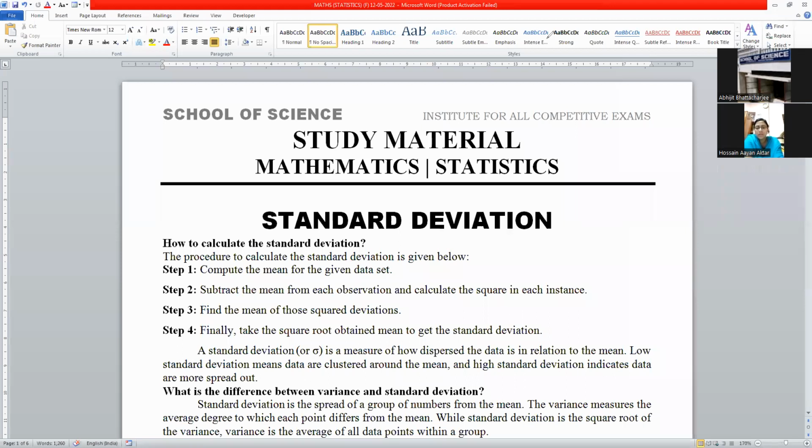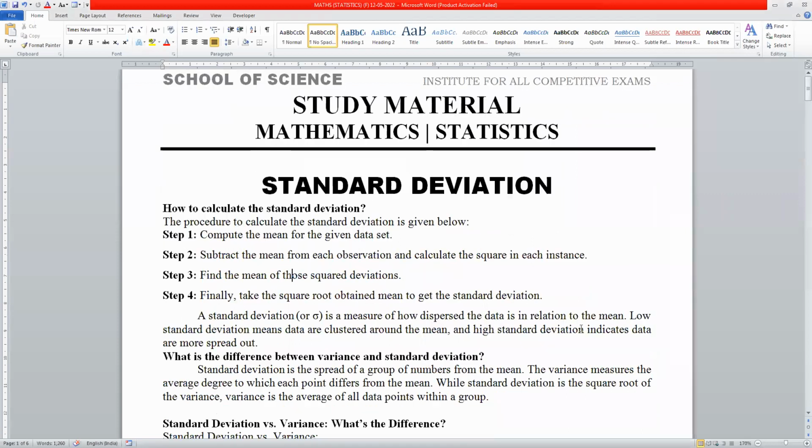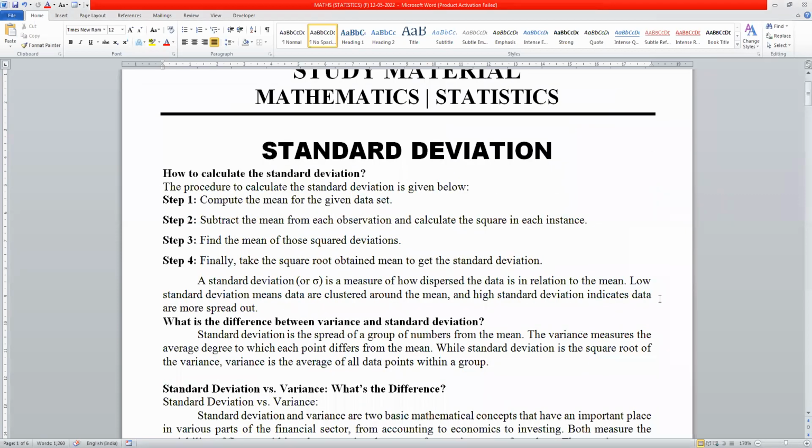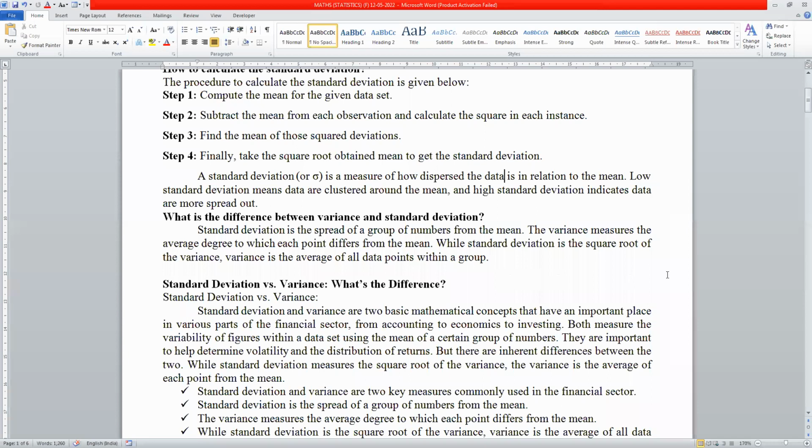I repeat once again, how to calculate the standard deviation. Step 1 is compute the mean for the given data set. Step 2, subtract the mean from each observation and calculate the square in each instance. Step 3, find the mean of those square deviations. And finally, take the square root of the obtained mean to get the standard deviation. Now, this is all about standard deviation and how to calculate it.